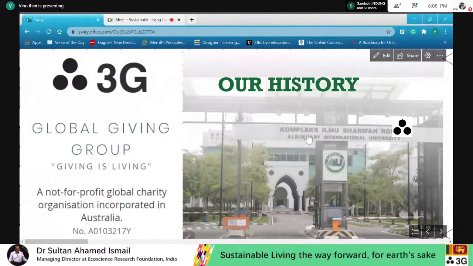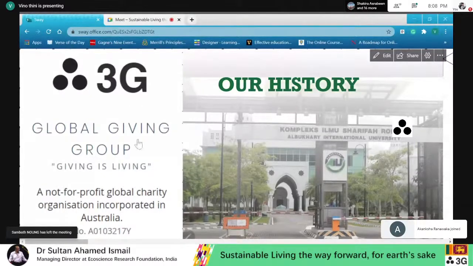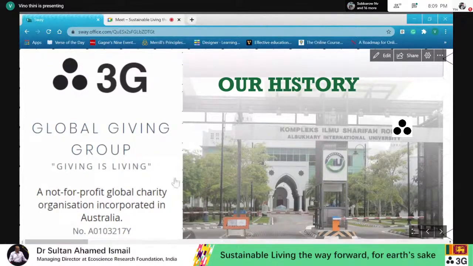Okay, so a quick introduction. This is 3G. 3G stands for Global Gateway. You can see, right? I opened something in a browser. Can you see? Yes, we are able to see the first slide.